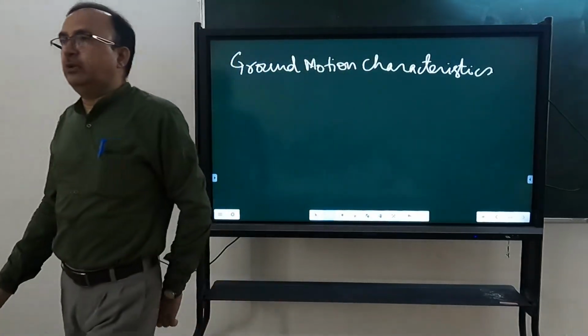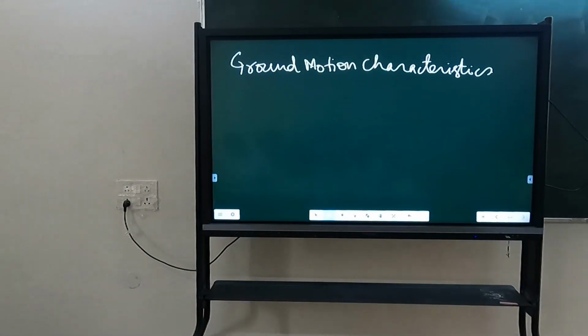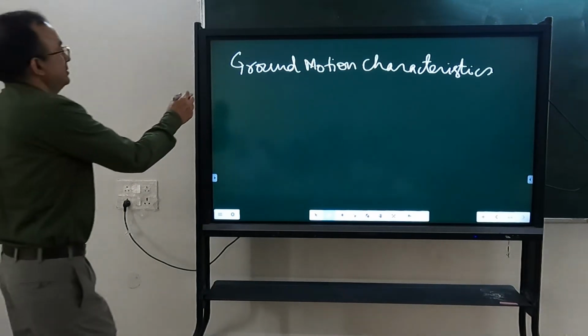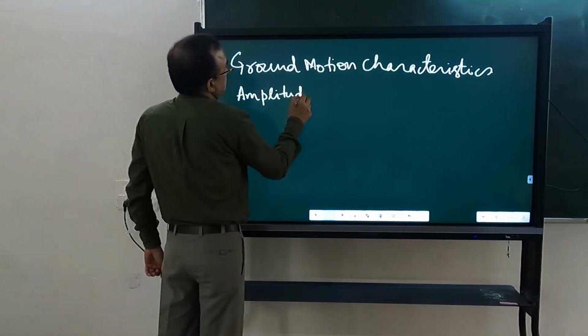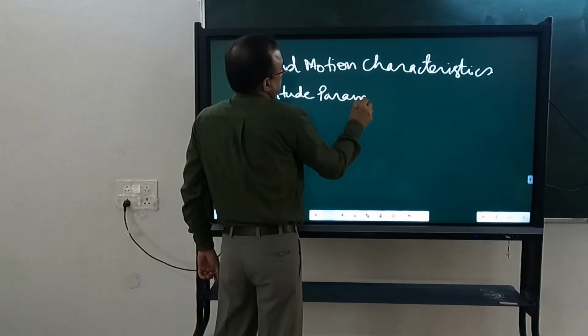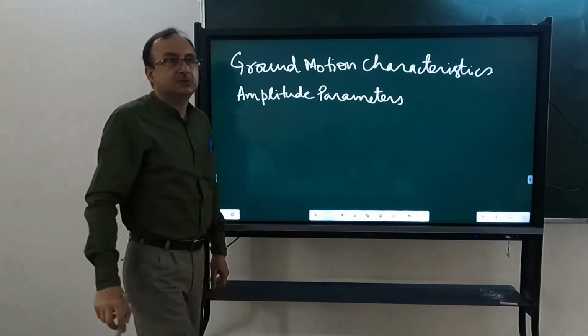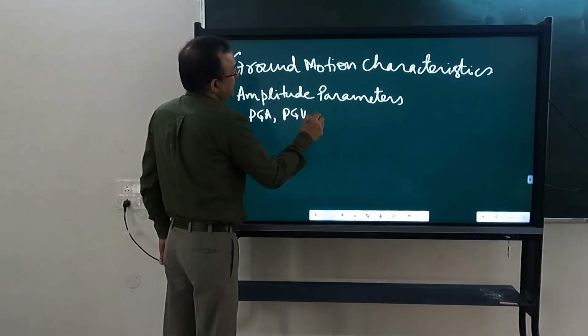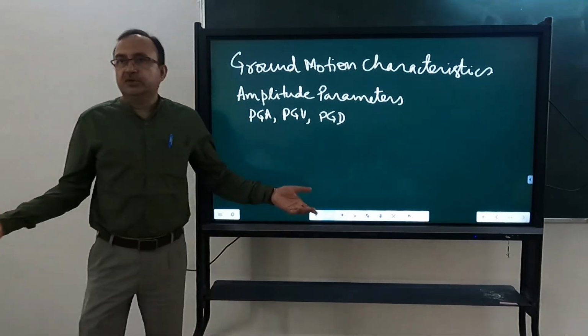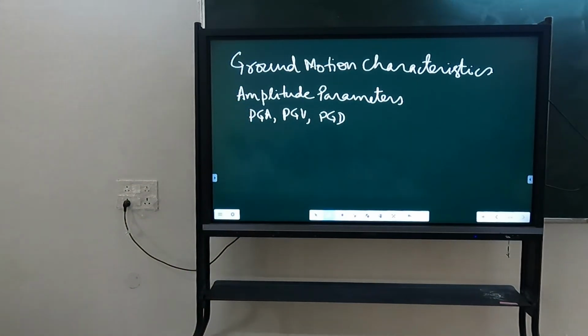You already know. Can you tell me what are the ground motion characteristics? So there is a set which we call amplitude parameters. Amplitude parameters are PGA, PGV, and PGD. You already know what these are: peak ground acceleration, peak ground velocity, peak ground displacement. You have done an exercise also in the last semester. After downloading the ground motion, you can obtain PGA, PGV, and PGD.